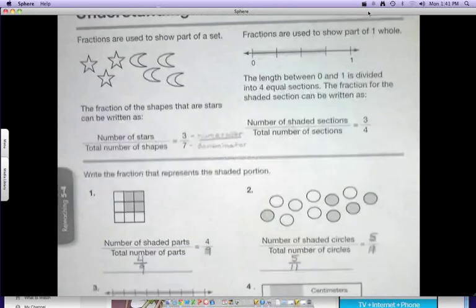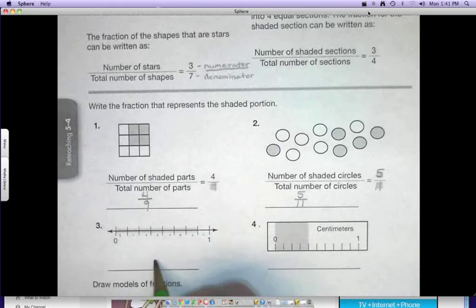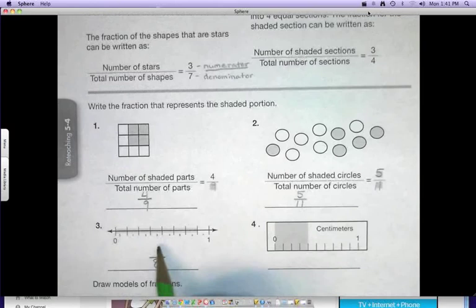2 more examples. I want to do these because of the number line. Again, total number of parts on a number line. We have 1, 2, 3, 4, 5, 6, 7, 8. We have 8 total equal parts, and a total of 7 of them are shaded, so 7 is my numerator.